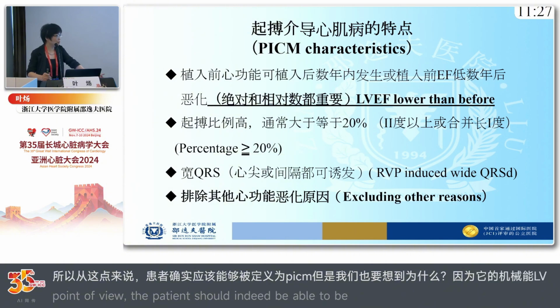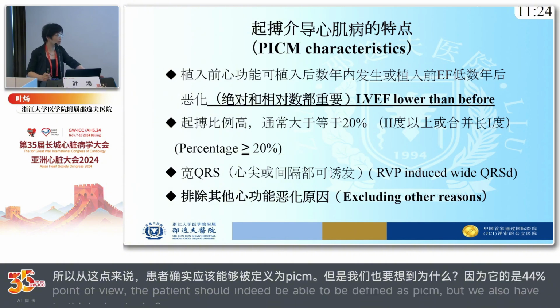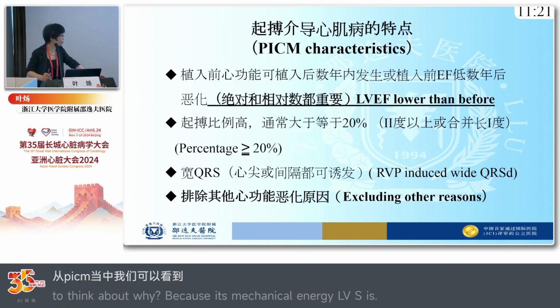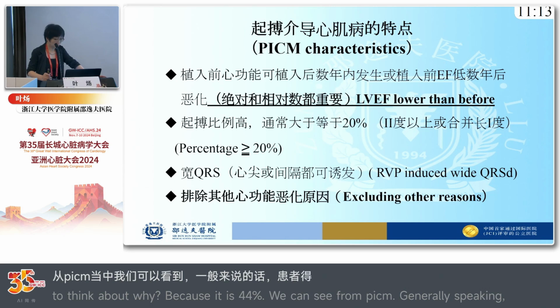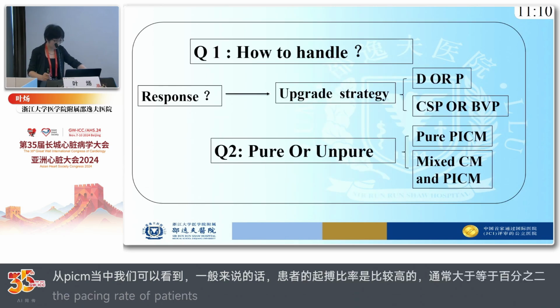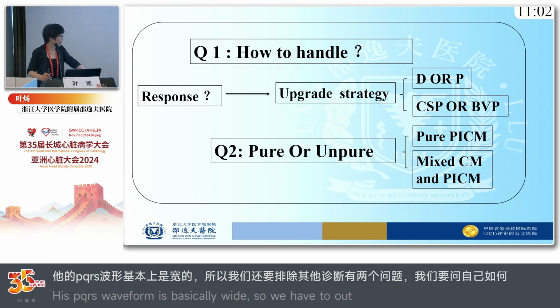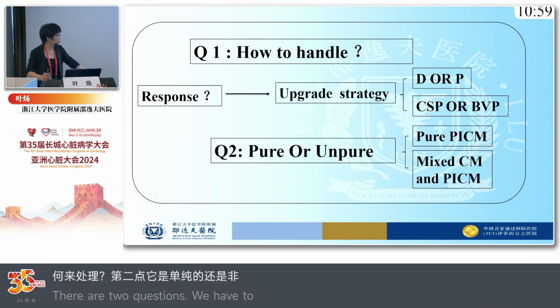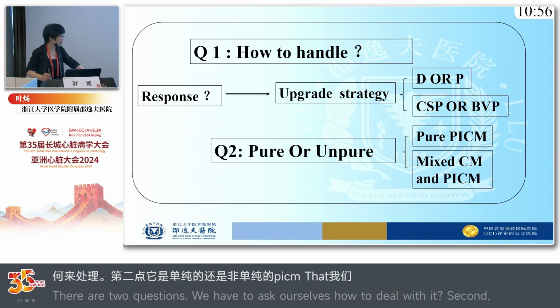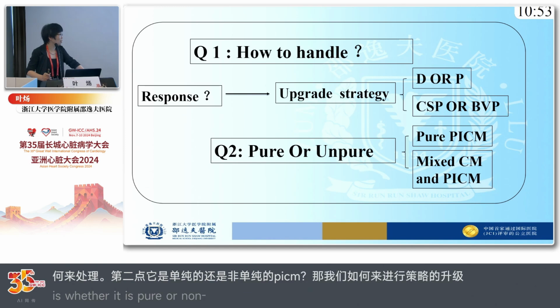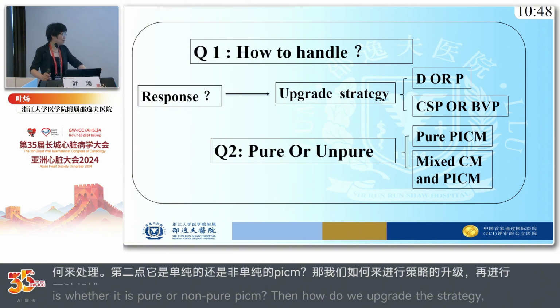And for this PICM, there is no definition of unpure or pure PICM. Mostly patients have a large RV pacing percentage and a wide QRS duration, and we also have to exclude other reasons. So there are 2 questions we have to consider: how to handle it, and second, whether this is pure or unpure PICM. That means how to upgrade. So choose CSP, that means left bundle branch pacing, or biventricular pacing, or what kind of D or P, because she only had a DDD for 1 year.